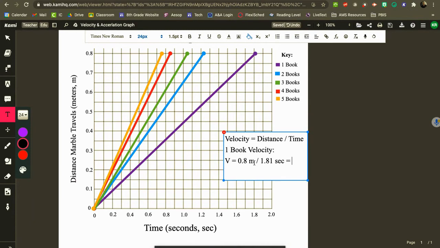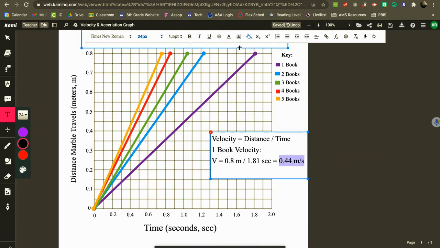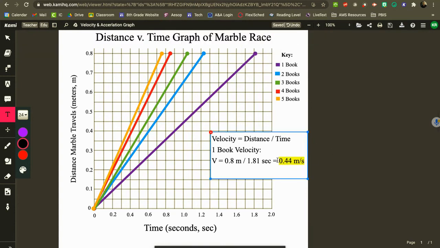And so if I do quick math on my calculator, we have 0.8 divided by 1.81 seconds. That's going to give me a velocity of 0.44 meters per second. And that's the scientific, or the SI unit for velocity. So this is going to be our velocity here. Can I highlight things in this? Oh, I totally can. Nice. So that's our velocity for book 1.